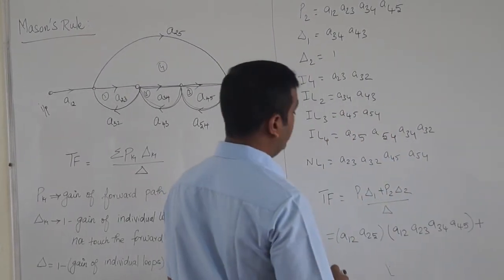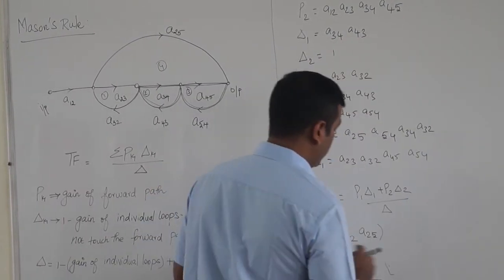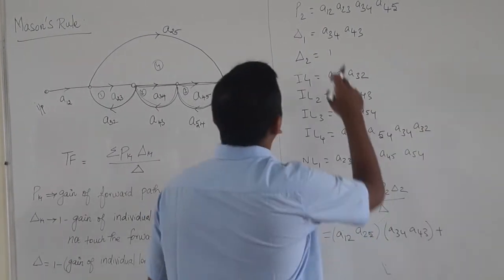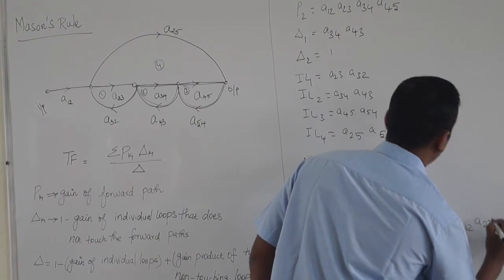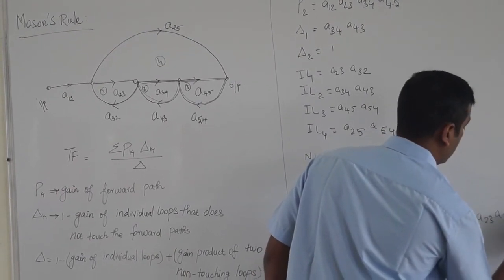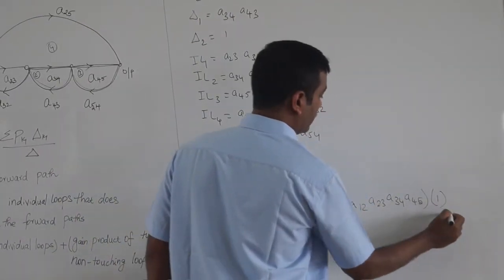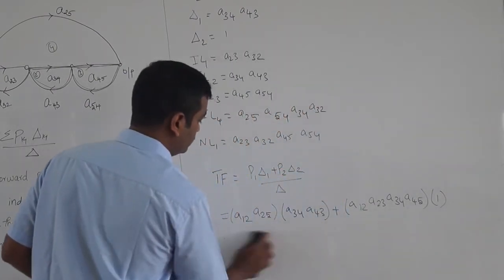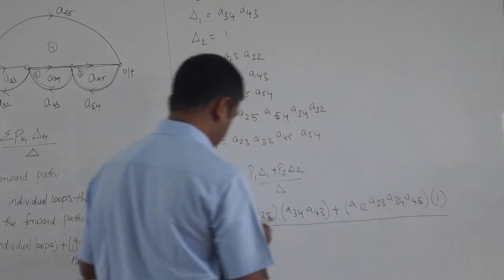Oh, I made a mistake. Del 1 is A34, A43. Del 1 is A34, A43 plus P2 is A12, A23, A34, A45 into what is del 2? Del 2 is 1 by what is it? Del. What is del?